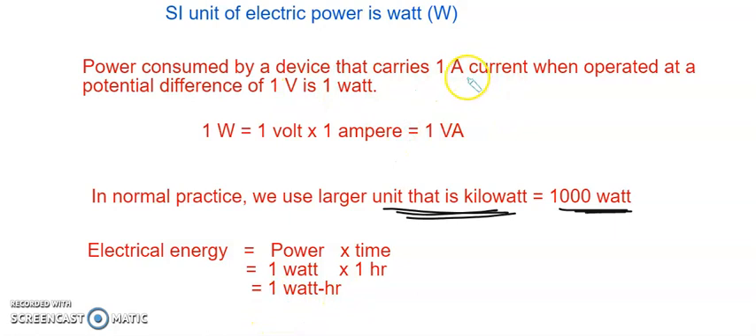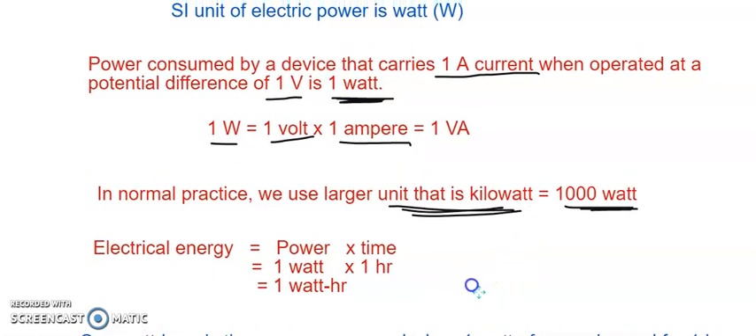If I'm talking about 1 ampere current flowing through this device and the potential difference is 1 volt, then indirectly we are talking about 1 watt power. So what is 1 watt power? 1 ampere current flowing through the circuit or the electrical appliance with a potential difference of 1 volt. So 1 watt is 1 volt multiplied by 1 ampere. The larger unit is 1 kilowatt.